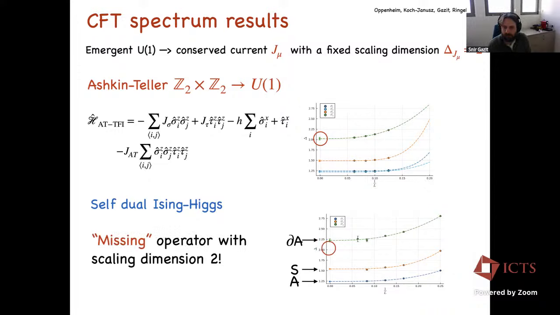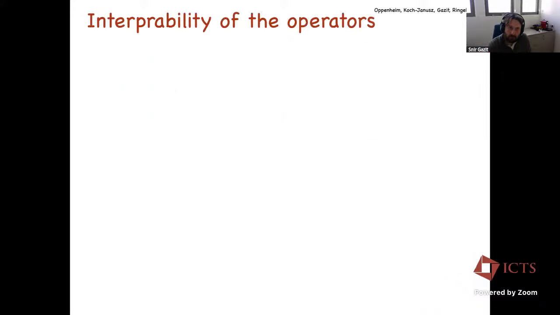But most importantly, there's a missing operator. We don't see an operator with scaling dimension 2. This gives us some confidence. Of course, it's always hard to justify a null statement, but given the ability of this program to resolve the emergent U1 symmetry in the Ashkin-Teller model, the fact that we have a missing operator here tells us that it is likely that the self-dual Ising-Higgs model does not belong to the U1 universality class.